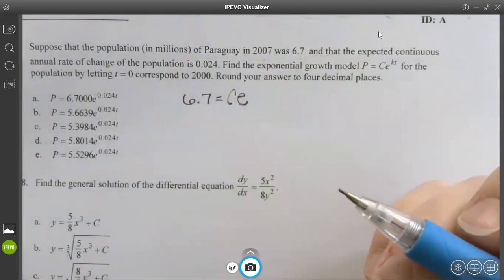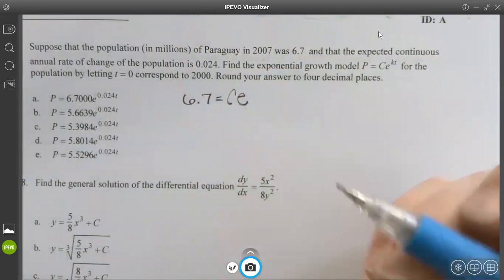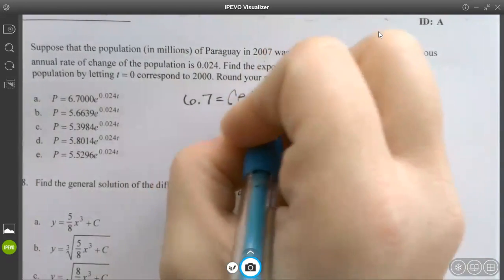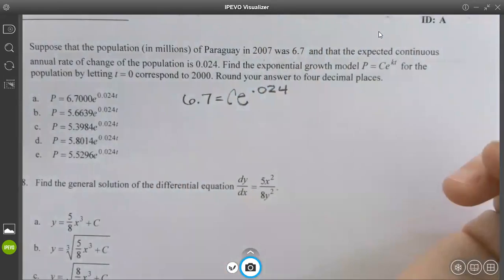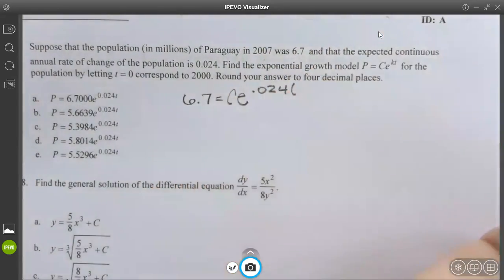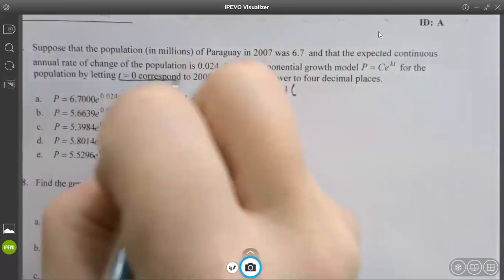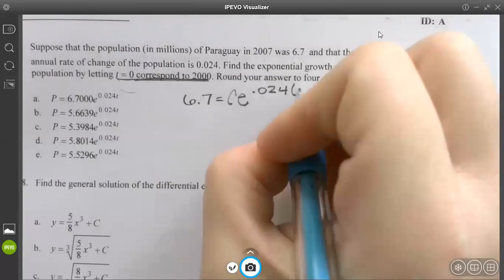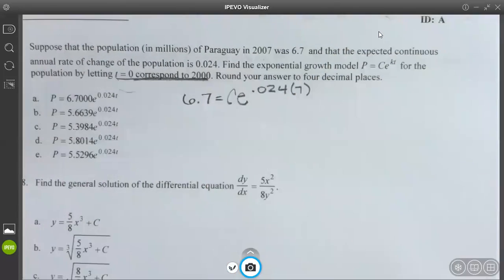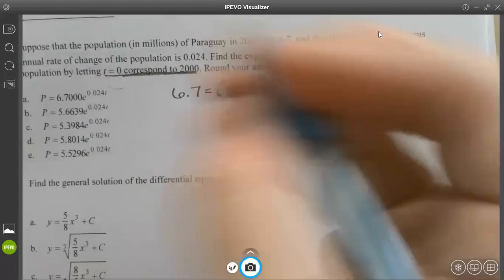CE. What's your K? 0.024. And then what's your T? 0 corresponds to 2000, so we're at 2007. I'm gonna divide.